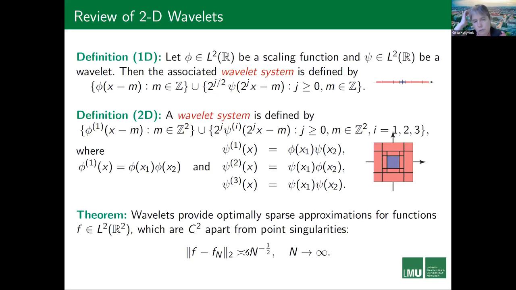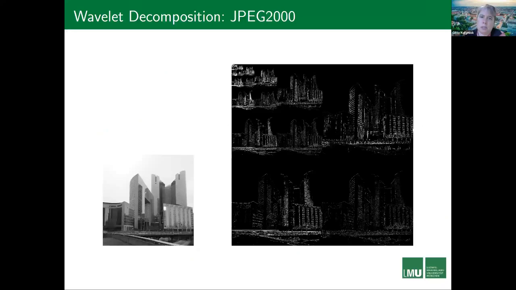And so one can show that wavelets are really good, for instance, in approximating point singularities, but not that good on cartoon-like functions. But the main purpose of wavelets was also compression. Wavelets are the basis for the JPEG 2000 compression standard.